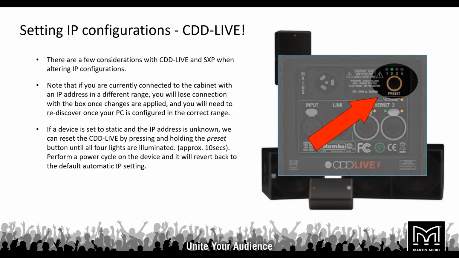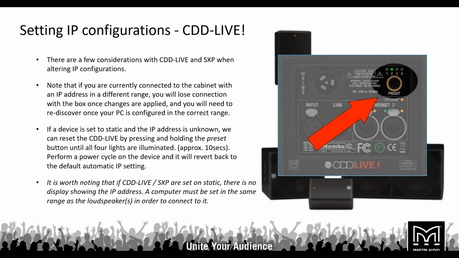And if in the instance we can't discover a device and we know it's been set statically, what we can do is reset the CDD-LIVE product by pressing and holding the preset button until all 4 lights are illuminated. This takes approximately 10 seconds, power cycle the device, and it will revert back to its default automatic IP setting. So as I've already mentioned, there is no display showing the IP address on the back panel of the device. So we must either reset it this way or we cannot connect to it.